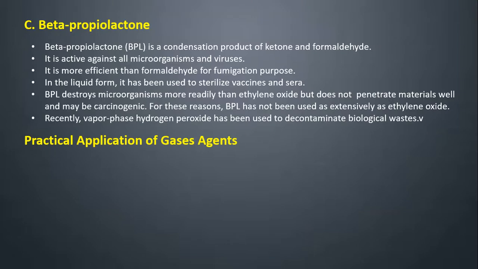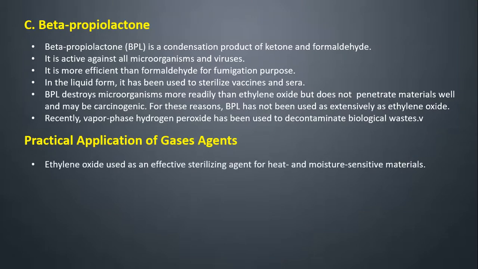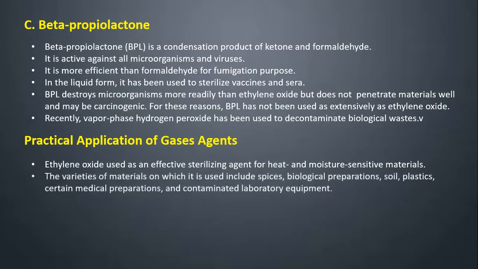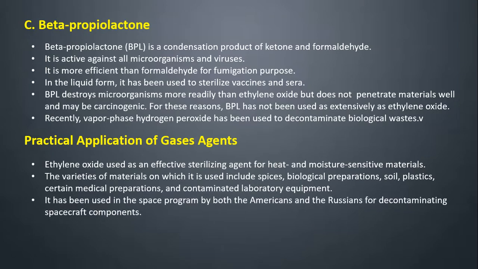Practical application of gaseous agents. Ethylene oxide is used as an effective sterilizing agent for heat and moisture-sensitive materials. The varieties of materials on which it is used include spices, biological preparations, soil, plastics, certain medical preparations, and contaminated laboratory equipment. It has been used in the space program by both the Americans and the Russians for decontaminating spacecraft components.